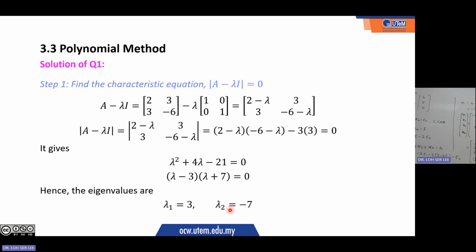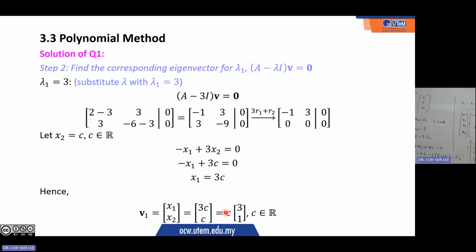It doesn't matter whether this is lambda 1 or lambda 2. For the polynomial method, it doesn't matter which one is lambda 1. As long as it is a 2 by 2 matrix, you get lambda 1 and lambda 2. It is possible for lambda 1 and lambda 2 to be the same, but at the end you will get lambda 1 and lambda 2, no matter whether they are different or the same, because this is a 2 by 2 matrix.